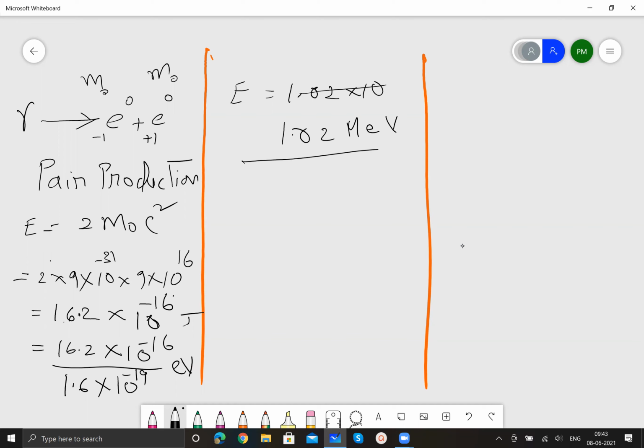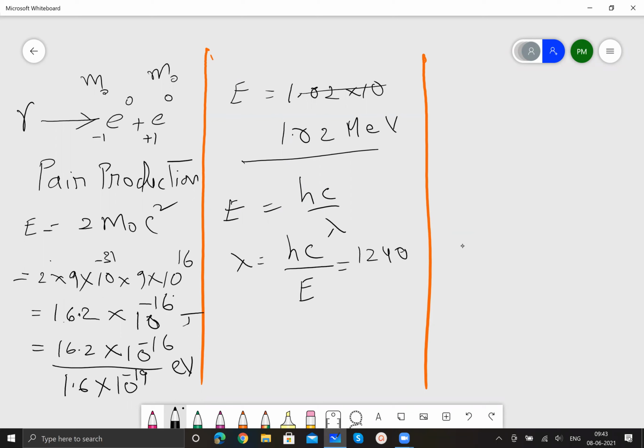Now, you wanted the wavelength, right? So, energy E is equal to hc by lambda. So, lambda is hc by E. Is it right?